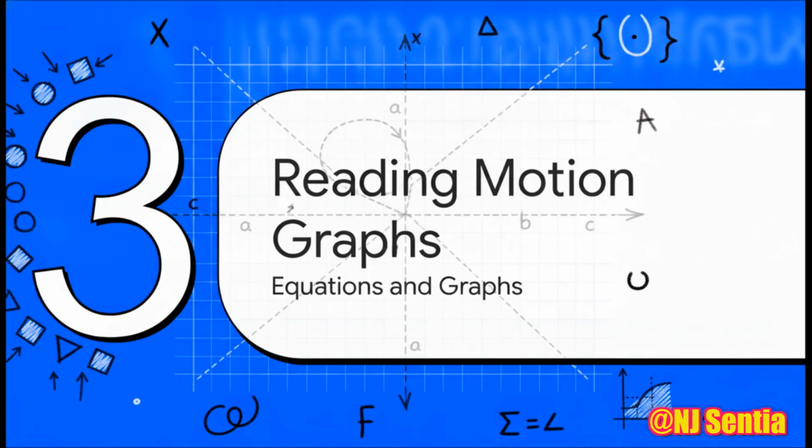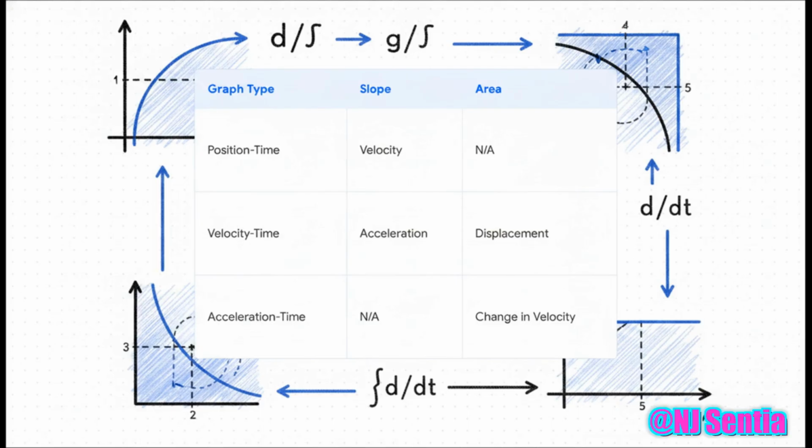Section 3. Reading the motion matrix, equations and graphs. If you can read this beautifully interconnected matrix of motion graphs, you can basically read the mind of any moving object. On a position time graph, the slope is your velocity. Move to a velocity time graph, and the slope becomes your acceleration, while the area underneath the line reveals your total displacement. It is this elegant mathematical structure where everything is deeply interconnected through the fundamental theorem of calculus.